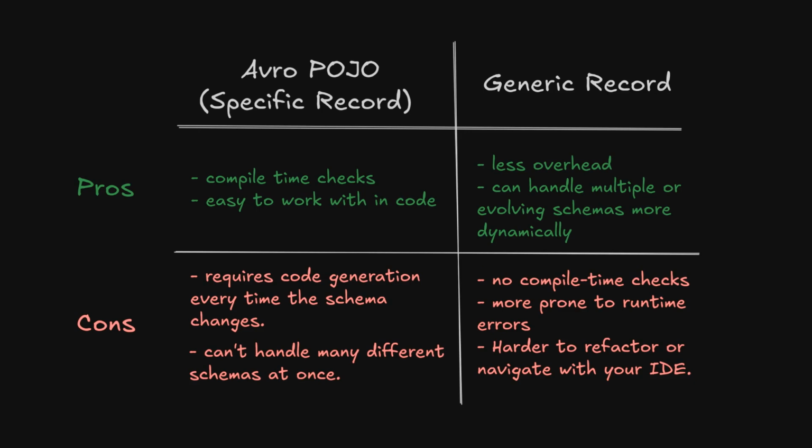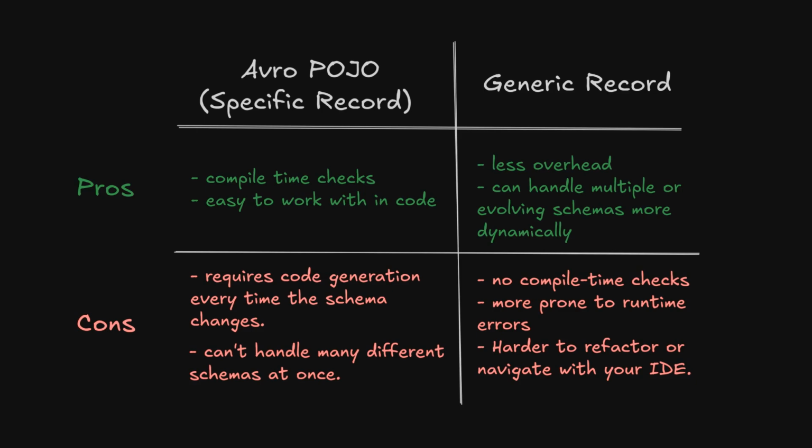However, for specific records, each schema change requires code regeneration, recompilation, and redeployment, which can become burdensome in rapidly evolving systems. They are also less flexible if you need to handle many different schemas at once. So if you want to reuse a consumer to read from multiple topics or just multiple types of data, this is probably not the way to go.